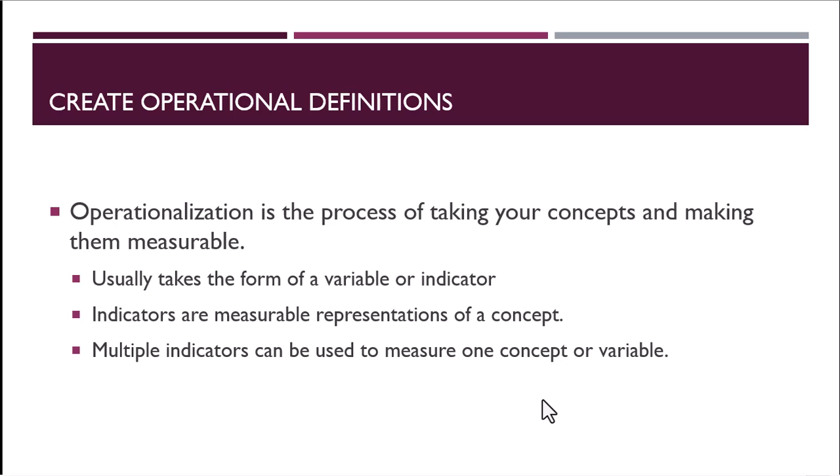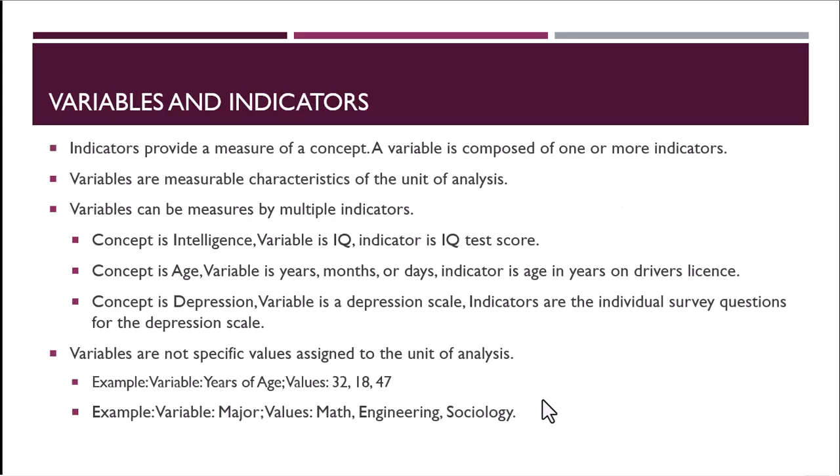So when we go through this process of operationalization, we're going to create indicators which are then going to be measuring our variable. So indicators are measurable representations of a concept. Multiple indicators can be used to measure one concept or variable. Indicators provide a measure of a concept. A variable is composed of one or more indicators. Variables are measurable characteristics of our unit of analysis, and variables can be measured by multiple indicators.